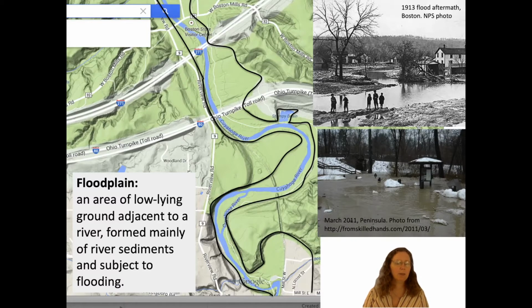Here's a map of the Cuyahoga River Valley between Peninsula at the bottom of the screen and Boston near the top. If you've ever driven into the Cuyahoga Valley National Park, then you know you go down a steep hill and enter a flat area as you get near the river. I've outlined that flat area, the floodplain, on this map with black lines.